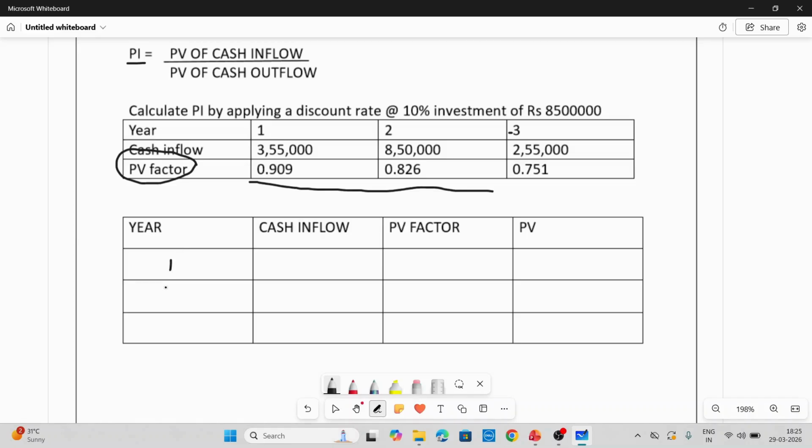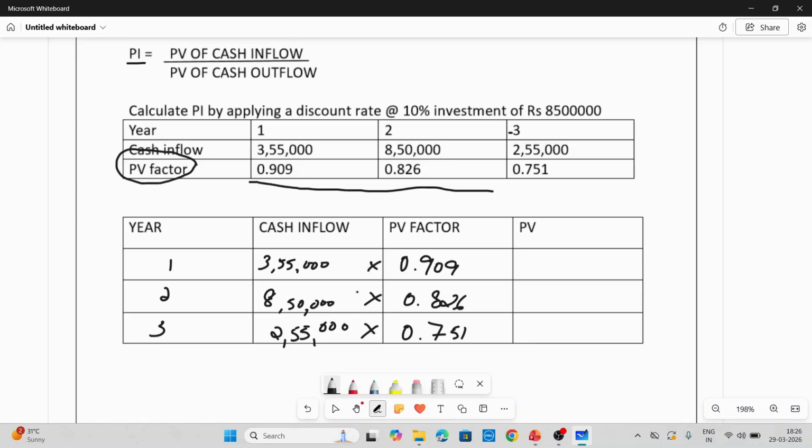Year 1, 2, 3. What's the cash inflow? It's 3,55,000 for first year, right? For second year it's 8,50,000. For third year it's 2,55,000. The PV factor for the first year is 0.909, for second year it's 0.826 and for third year it's 0.751. Now you have to calculate PV. How do you calculate PV? By multiplying cash inflow into PV factor.